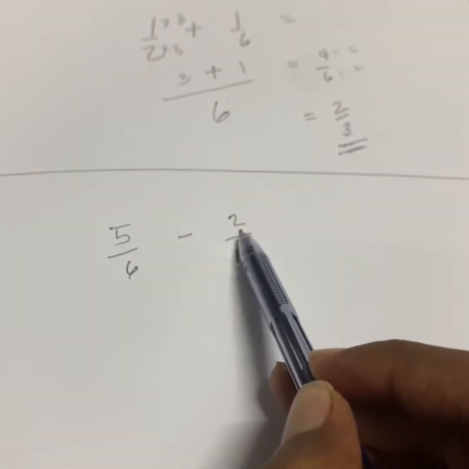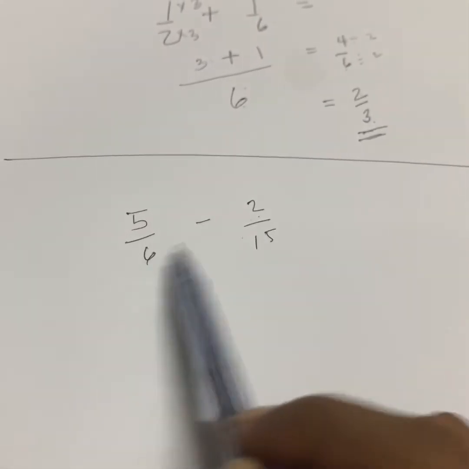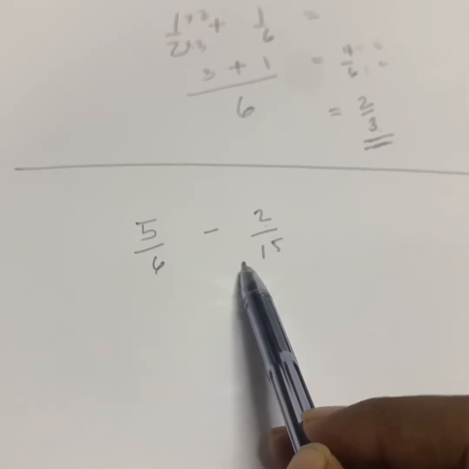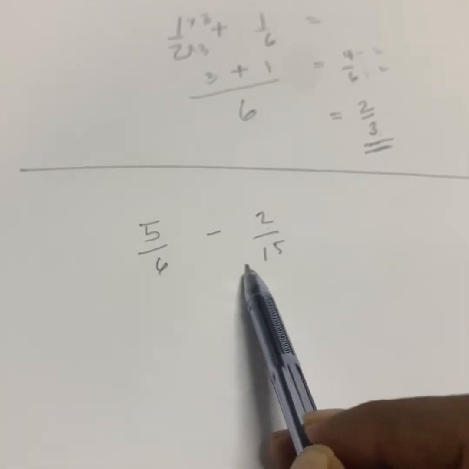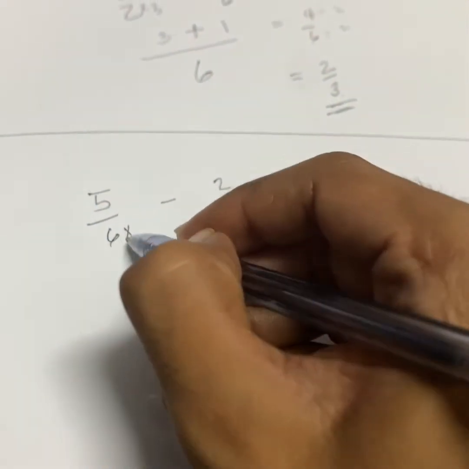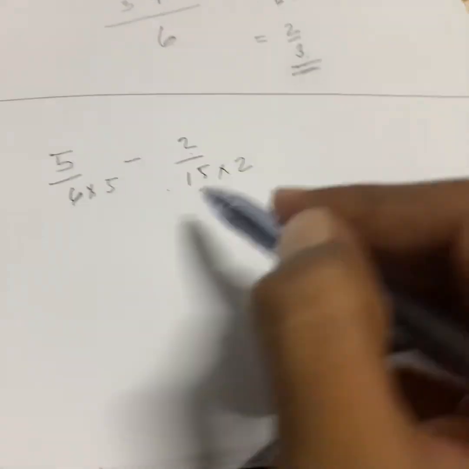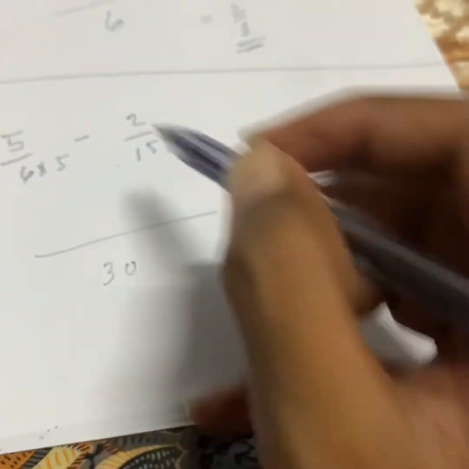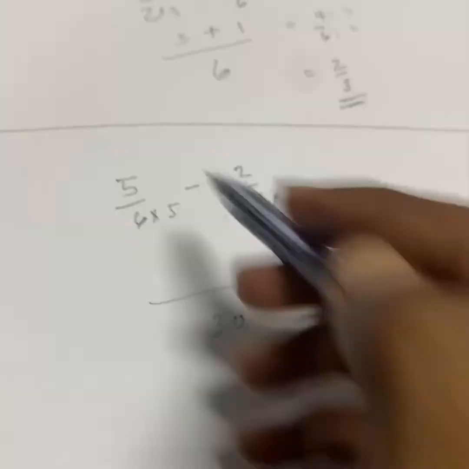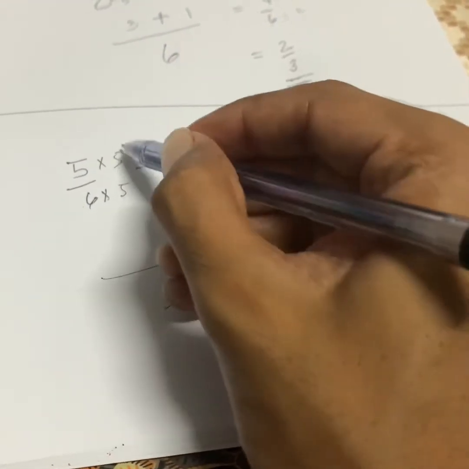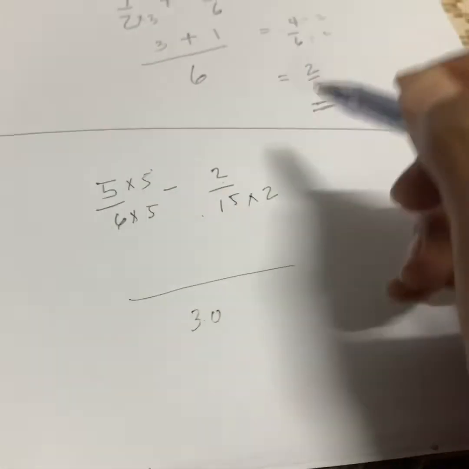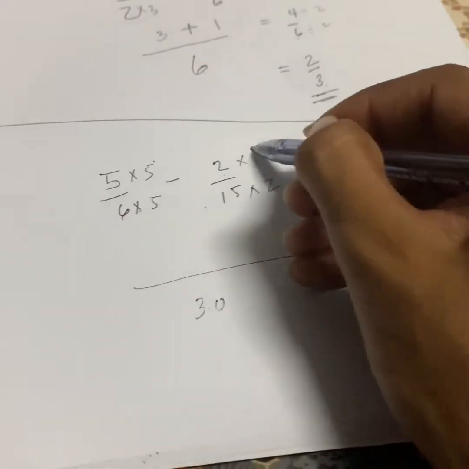Alright, let's look at it. So 6 and 15, the denominators are not the same, so what do we have to do? We have to get a denominator which is similar. We can multiply this by 5 and this by 2 to make it 30. So 6 times 5 is 30, and multiply this by 5. Whatever you do in the denominator, you also do in the numerator.